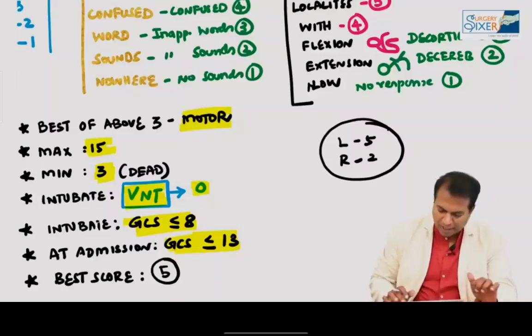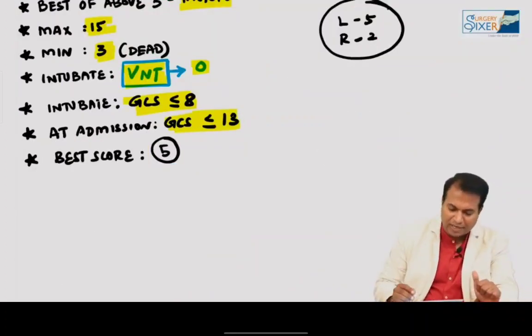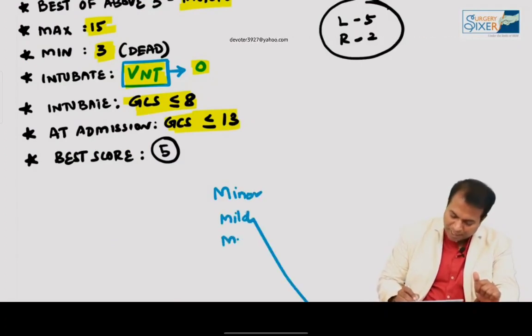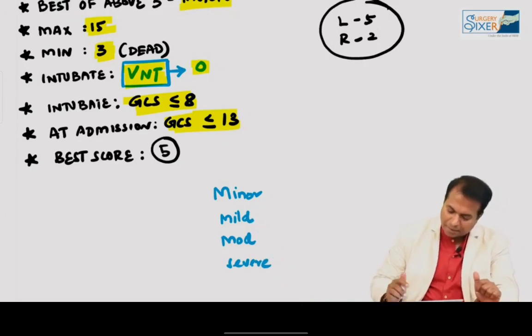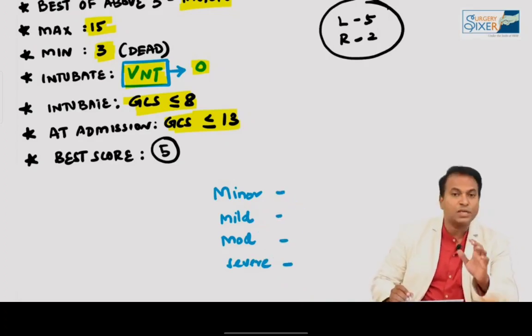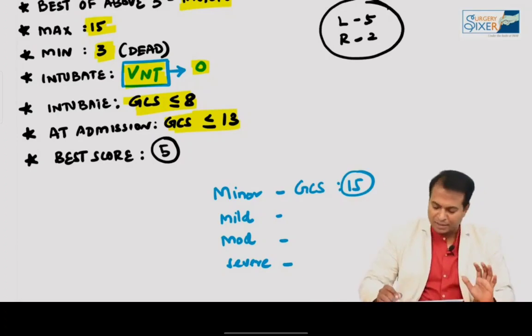So these are the points in GCS. And with GCS, there is a classification of head injury: minor head injury, mild head injury, moderate head injury, severe head injury. Minor is a score where the GCS is 15, normal, and there is no loss of consciousness at all.